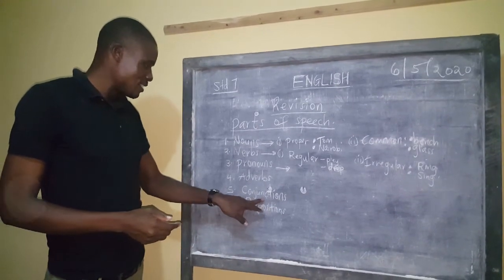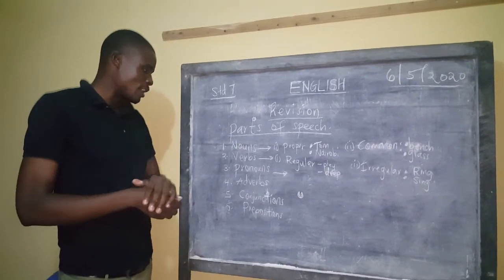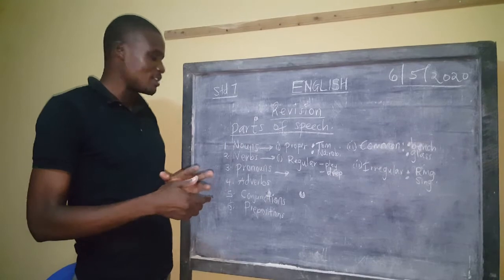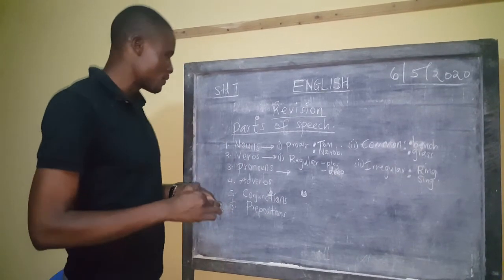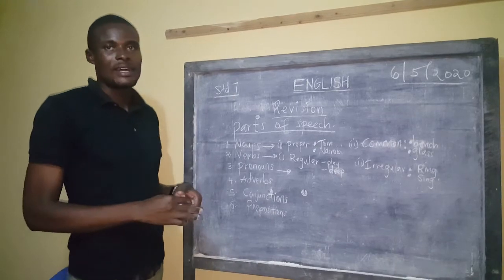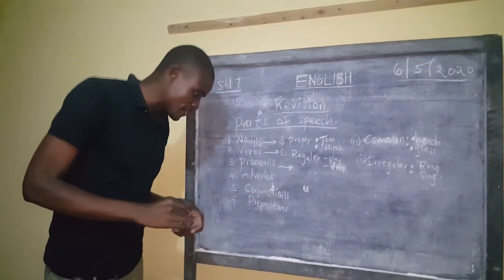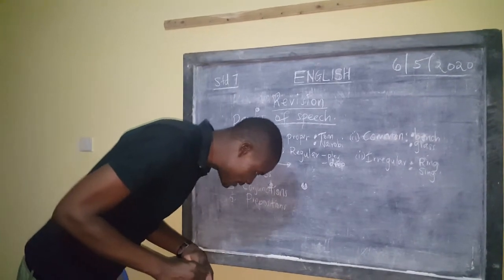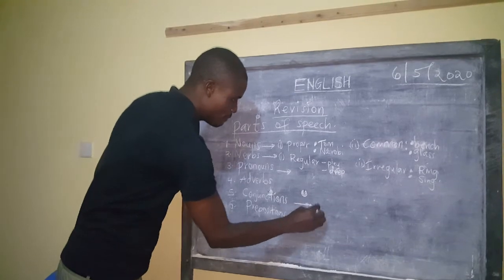Then, lastly, we talk of conjunctions. These are words that are used to join, as I explained before. These are words that are used to join two sentences or one word to the other. A very good example of a conjunction here is the word beside. Beside becomes a very good example.